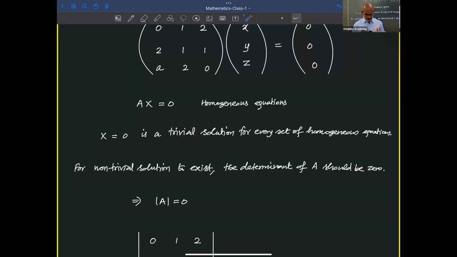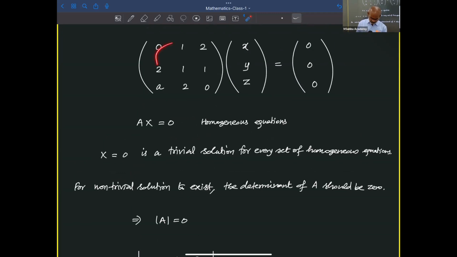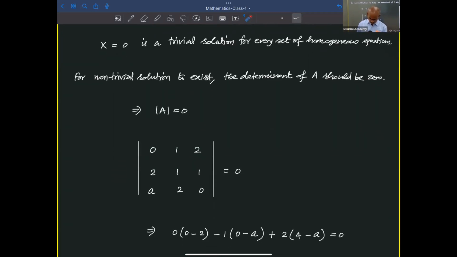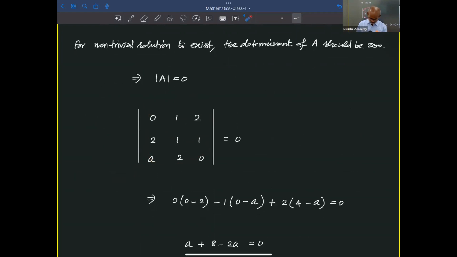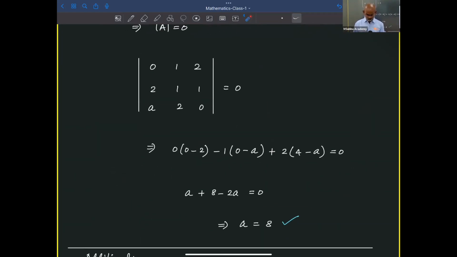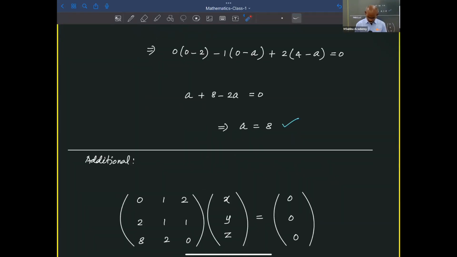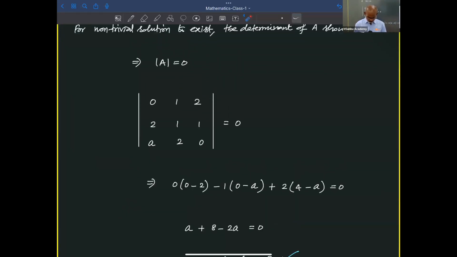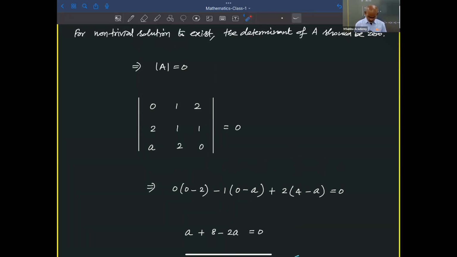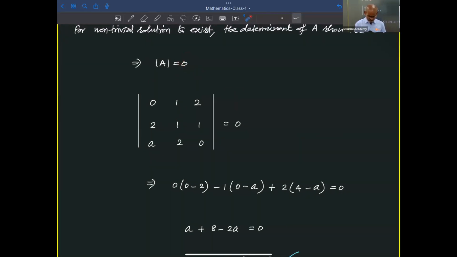Okay. Of course, as a Tamil medium student myself, I felt it difficult to understand the meaning of trivial. Trivial means not so important. So we are looking for non-trivial, that means significant solutions. So for getting that, if the determinant of A is 0, that means the rank of this given matrix is less than the size. Then at least one variable we can fix, and the other variables can be related. Say for example here, for the value of a equal to 8, the rank will be less than 3, or the determinant is 0.